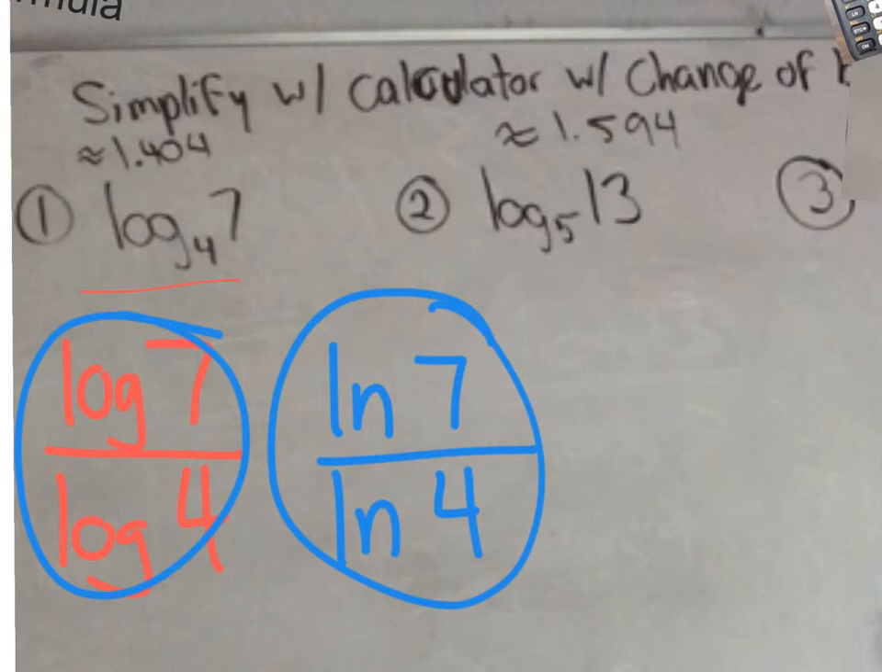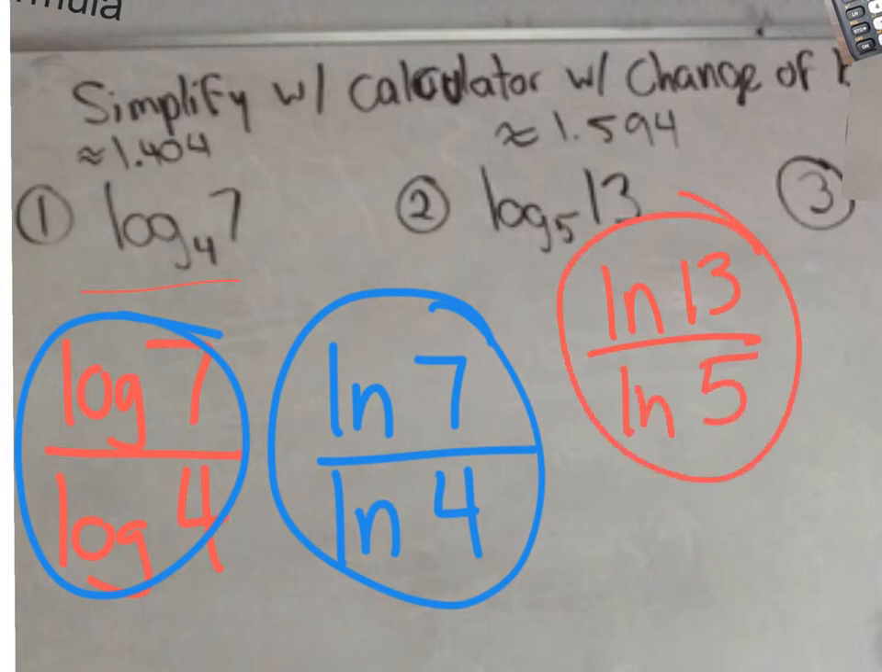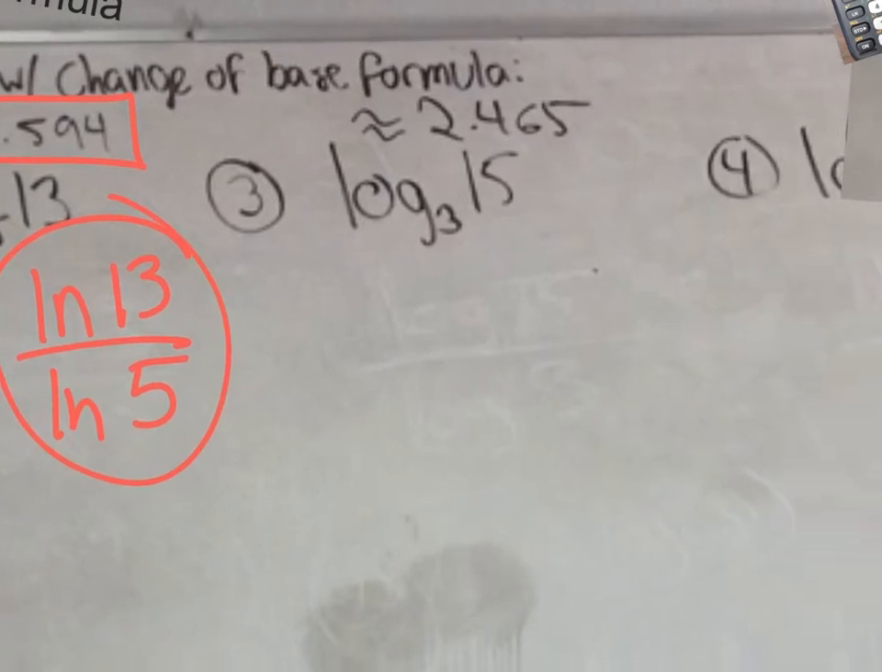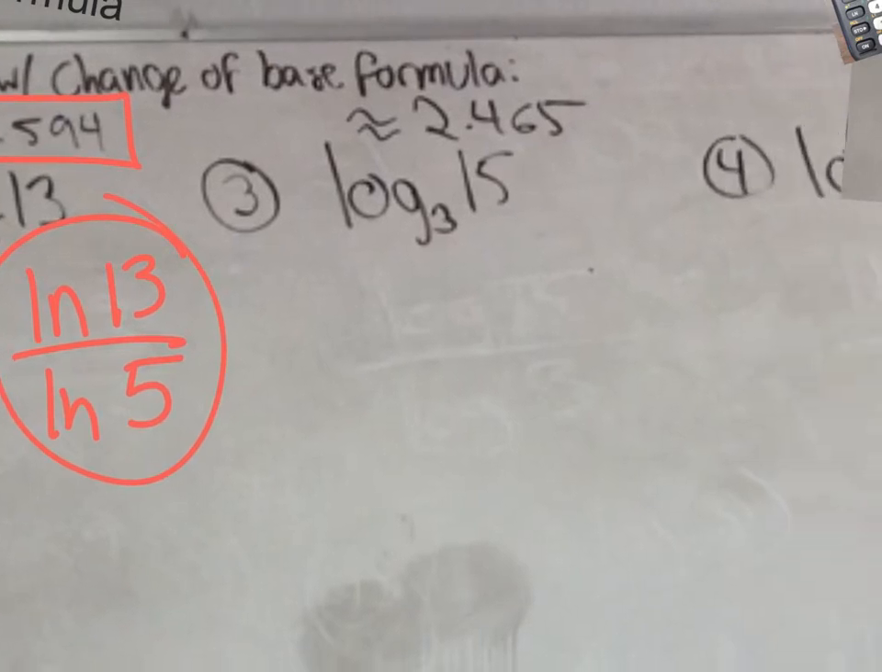So on number 2, let's use ln because it's easier to write. ln of the top one, which is 13, divided by ln of the bottom one, which is 5. Type that in your calculator, and you'll get your final answer, which is 1.594.